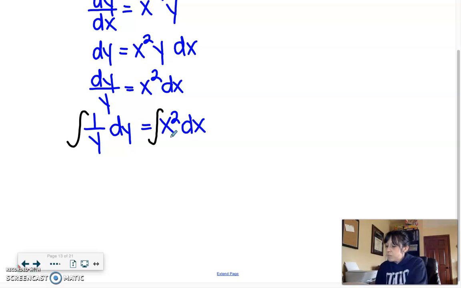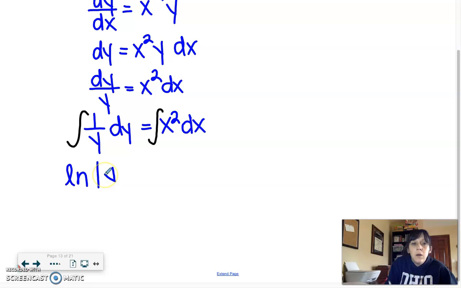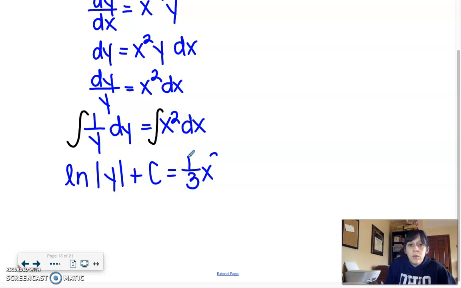And so to do that, the antiderivative of 1 over y would be ln. And it would actually be ln absolute value of y. And I'll explain that in a second. And then x squared, that would be 1/3 x to the third if I take the antiderivative.